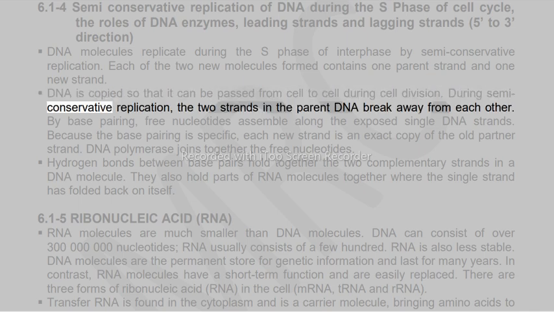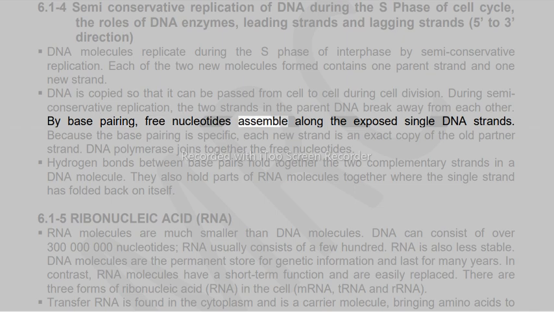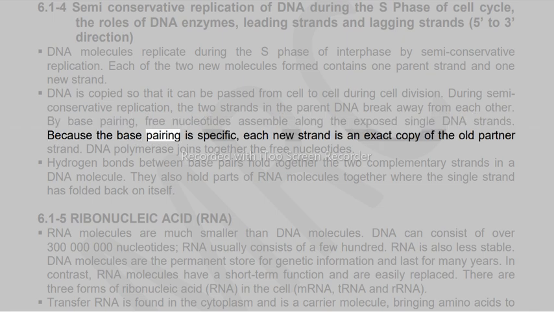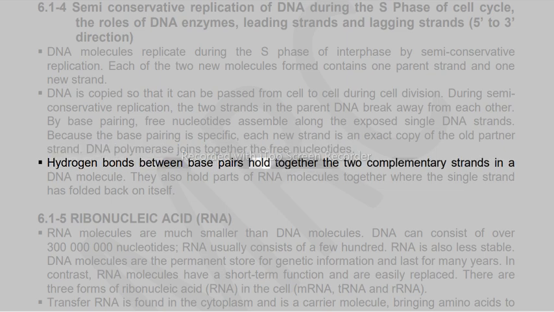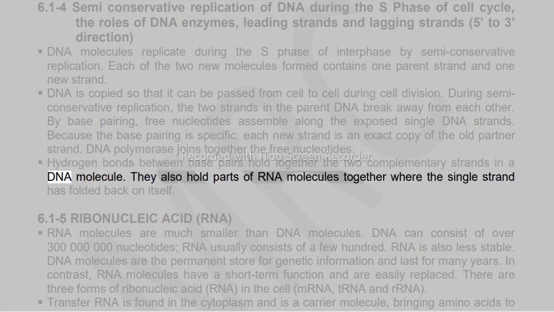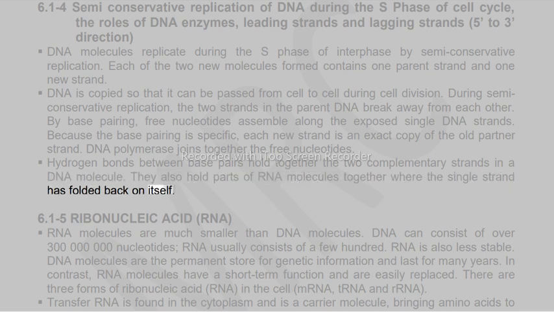During semi-conservative replication, the 2 strands in the parent DNA break away from each other. By base pairing, free nucleotides assemble along the exposed single DNA strands. Because the base pairing is specific, each new strand is an exact copy of the old partner strand. DNA polymerase joins together the free nucleotides. Hydrogen bonds between base pairs hold together the 2 complementary strands in a DNA molecule. They also hold parts of RNA molecules together where the single strand has folded back on itself.